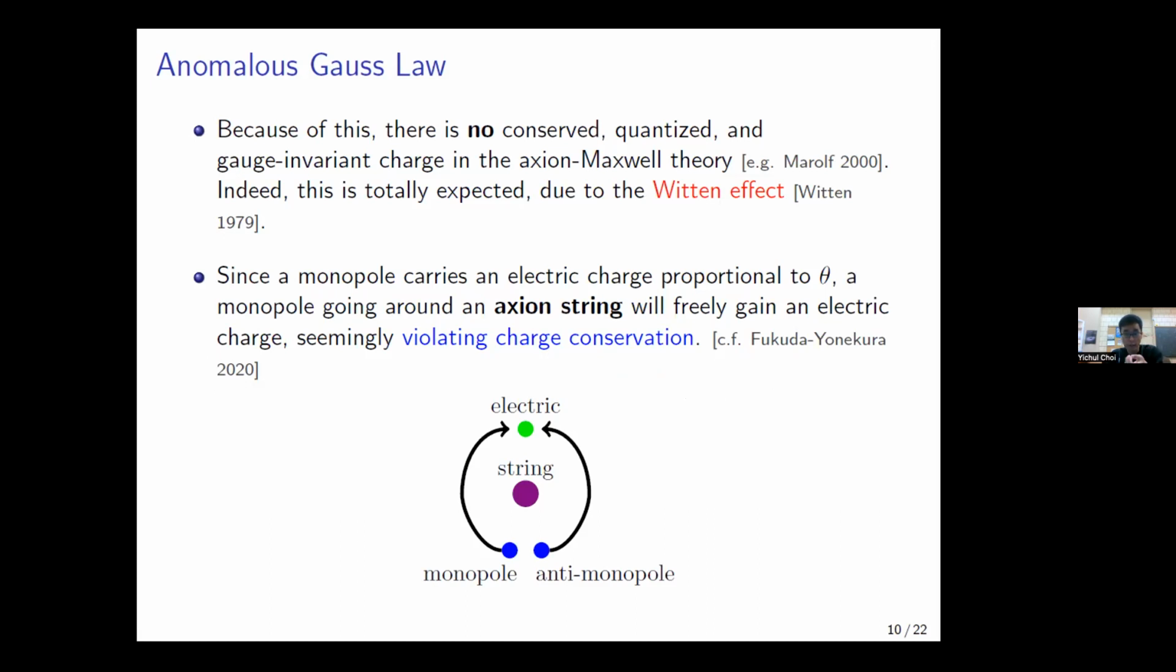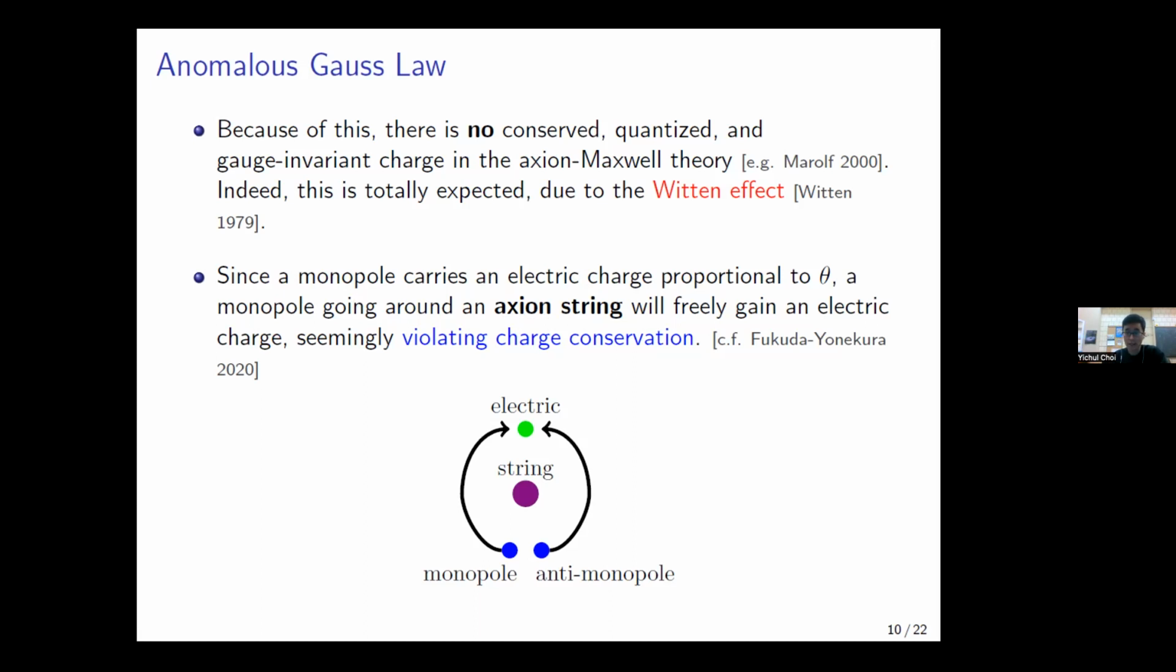More concretely, you can think of a thought experiment in axion-Maxwell theory, which will seemingly violate charge conservation. I can consider an axion string. So an axion string, as you know very well, is a one-dimensional object in space. And as you go around this axion string, theta will be shifted by, say, 2 pi.